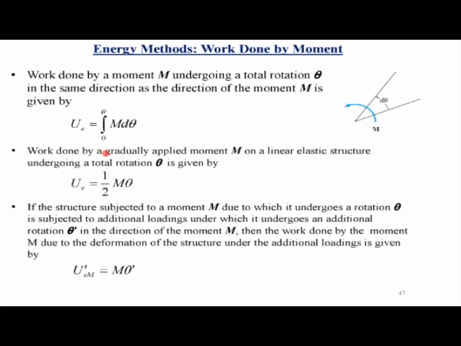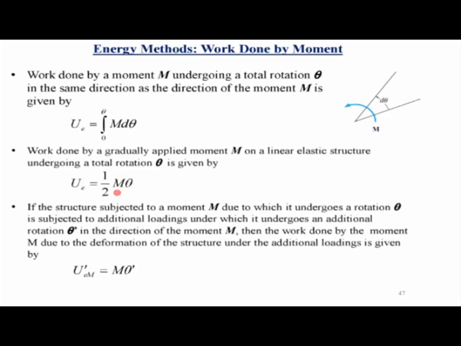Now, again, the work done by a gradually applied moment on a linearly elastic structure undergoing a total rotation theta is given by half M into theta, just like the work done for linear elastic deformation is half P into delta. So under a moment, the external work done is half into M into theta, where M is the applied moment and theta is the total rotation that the system undergoes due to the applied moment M.